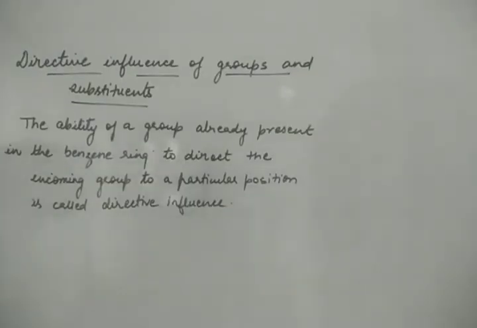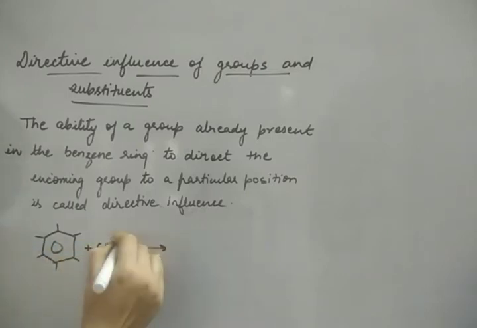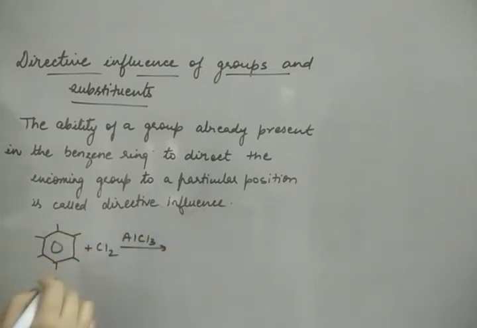Now we have to discuss the next thing, that is the directive influence of groups and substituents on the benzene ring. Now what is the meaning of directive influence? The ability of a group already present in the benzene ring to direct the incoming group to a particular position, that is known as directive influence. Now what is the meaning of this? Suppose I am having benzene. Now all the 6 positions are vacant. Suppose chlorination is done. Now chlorine can occupy any of the 6 positions.